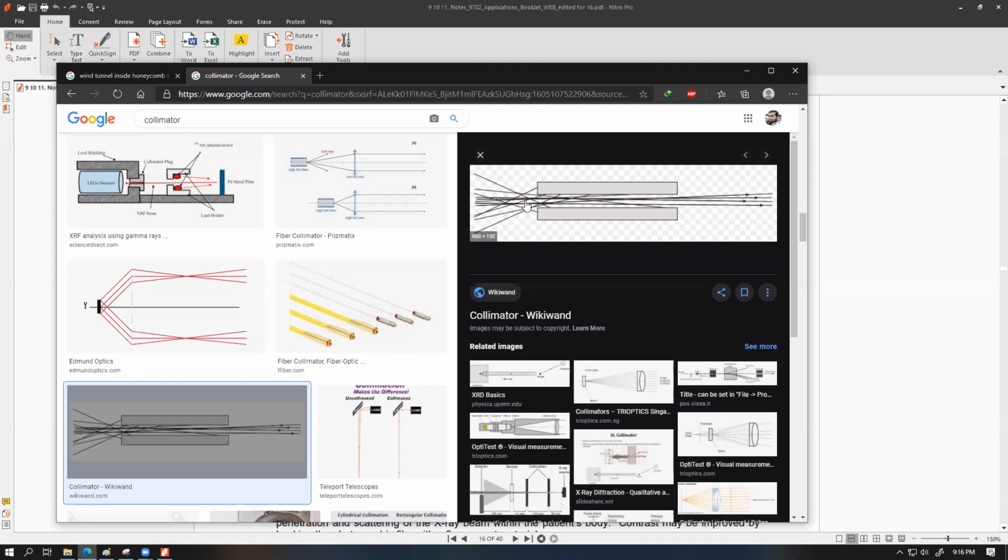Why am I telling you this? What is the purpose of this? The purpose of the collimator is to give us a much better image.